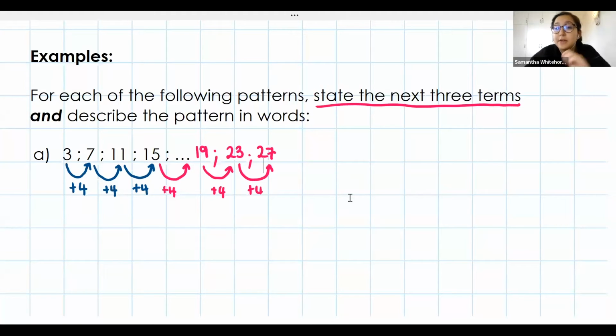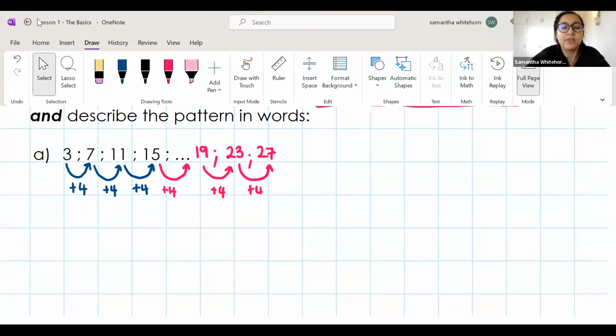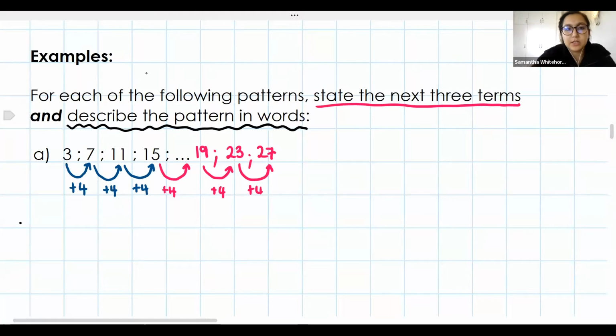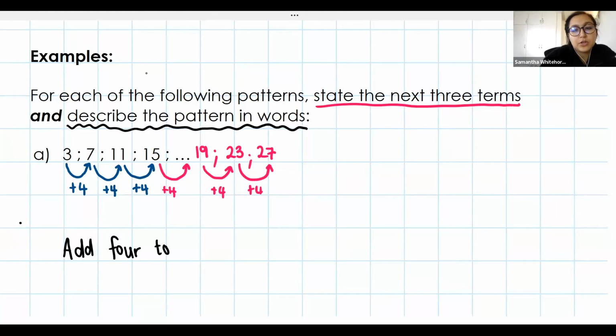All right, so we have done the next 3 terms because we saw what the pattern was we were adding for, so we could easily go and do that. So our next 3 terms are exactly what I've written there, 19, 23, and 27. The next thing we were asked to do is to describe the pattern in words. Now, obviously, everyone thinks and writes differently, but the message you need to get across is that we're adding 4 each time. So we could say something like add 4, or you could write the number 4, to the previous term, or to the term, to get the next number in the pattern.